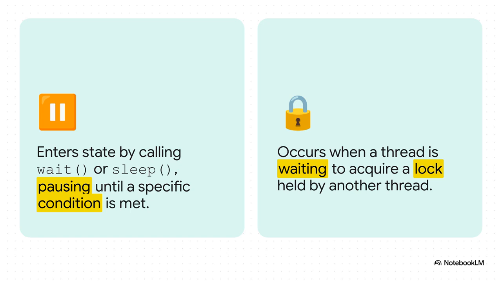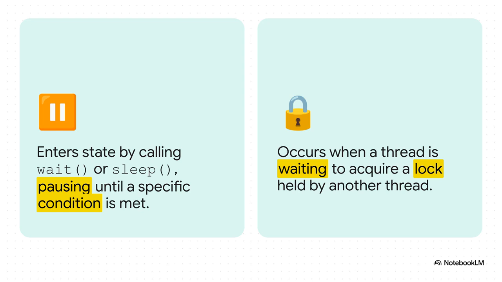What's the difference between waiting and blocked? Think of it this way. Waiting is voluntary. Our worker decides to take a scheduled coffee break by calling sleep, or maybe they're waiting for a manager's signal by calling wait. They chose to pause.